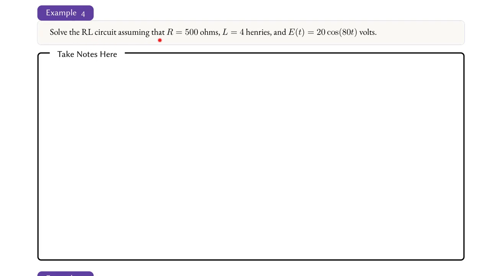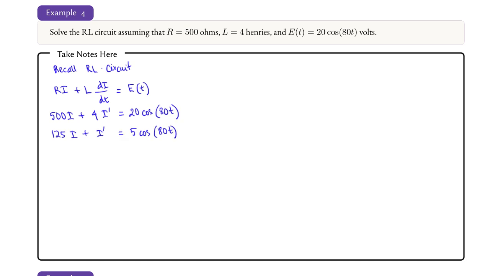Solve the RL circuit assuming that R equals 500, L equals 4, and E of t is 20 cosine of 80t. Recall the RL circuit is Ri plus L di/dt equals E of t. Substituting the variables, we have 500i plus 4i prime equals 20 cosine of 80t.